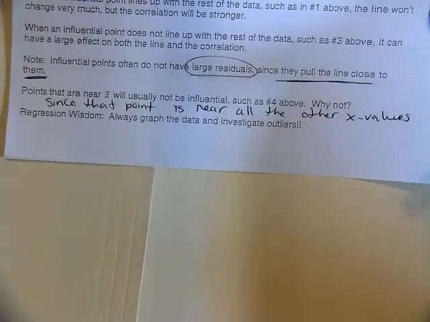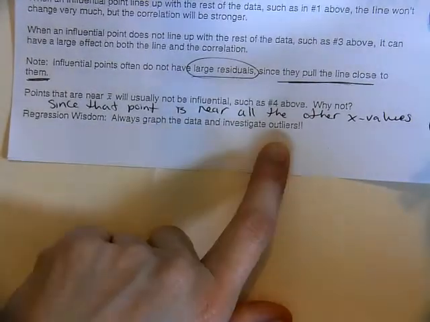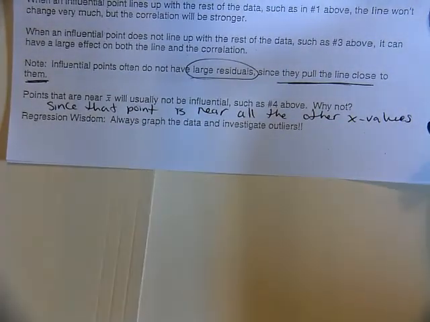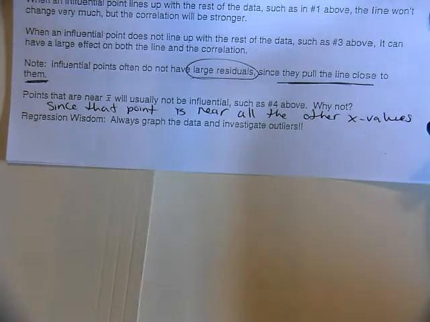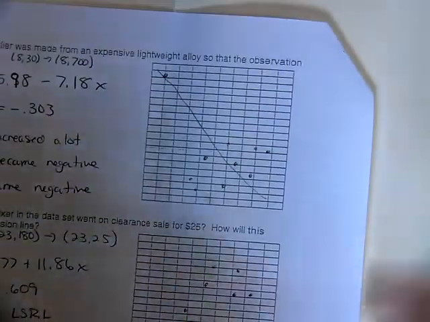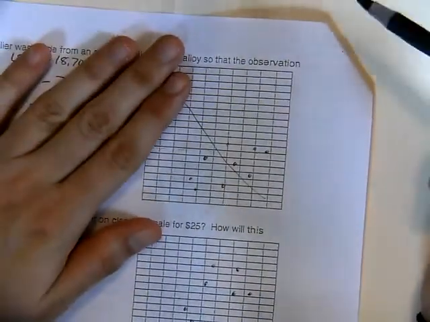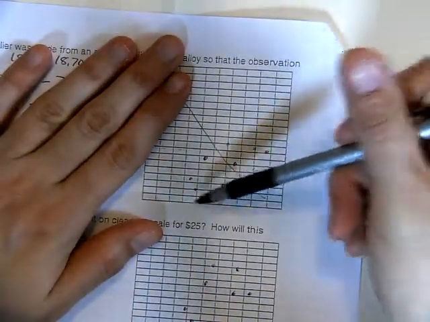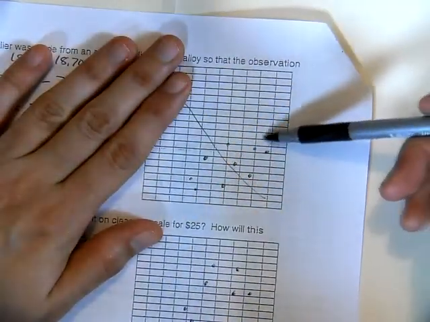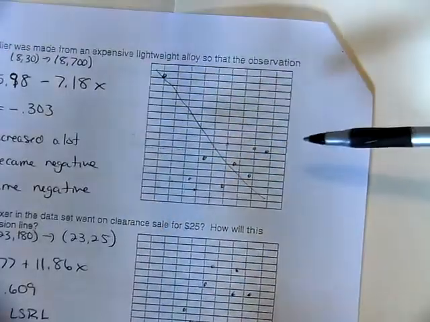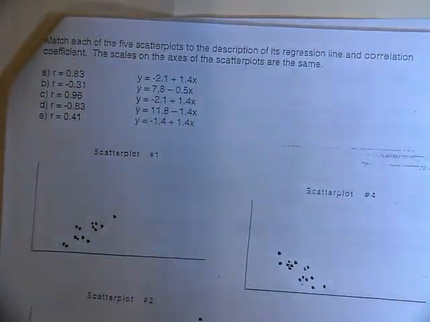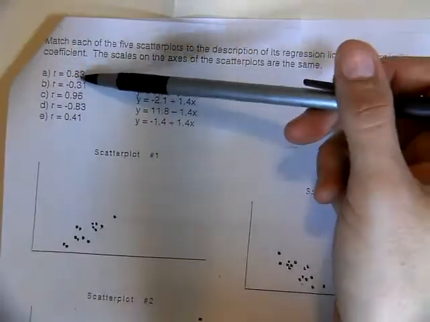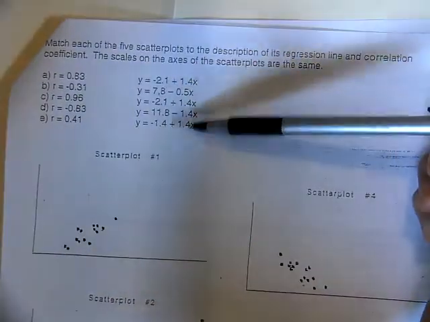So for regression, always graph your data and investigate your outliers. That's the easiest thing I can tell you to do. If you can't graph it, at least think about what would change if I took this point away. Obviously the line would start to look like this, and the correlation would probably be stronger. On the next page, what I usually have the class do is there are 5 scatter plots, 5 correlation coefficients, and 5 lines.